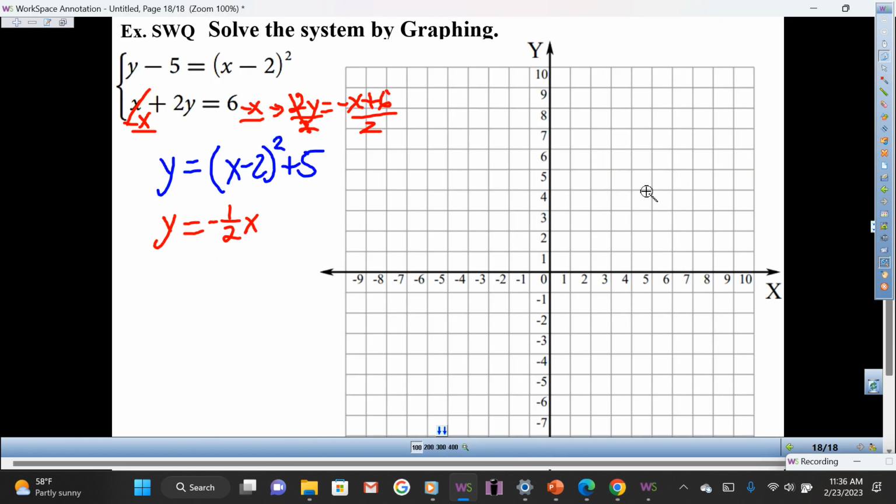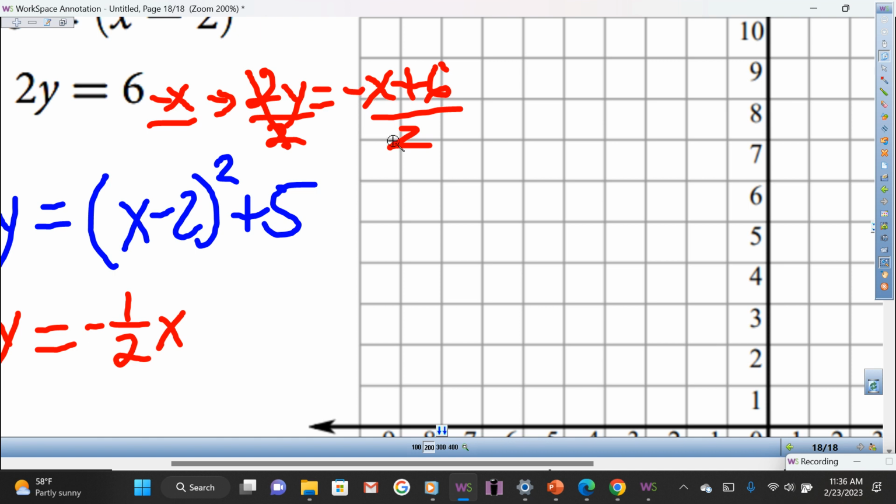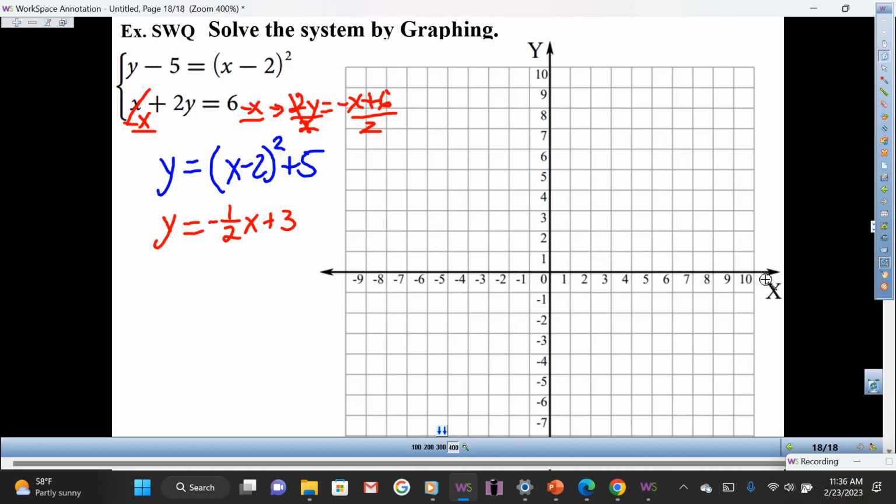You able to see what I did? Negative 1 divided by 2 is negative 1/2. And then what is 6 divided by 2? That is positive 3. All right? So that's my new system.